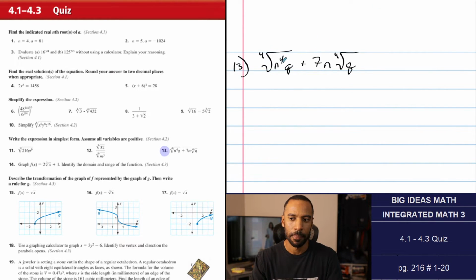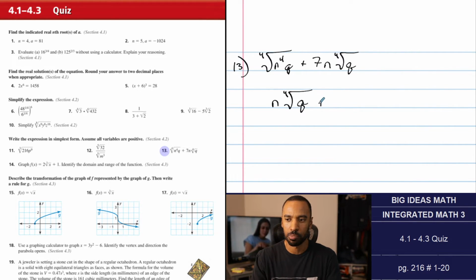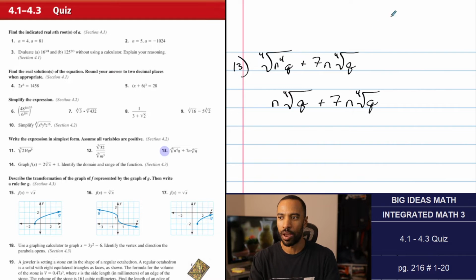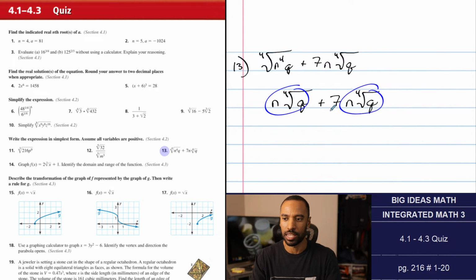So to make these the same, I'm really looking at this one. I have the 4th root of n to the 4th. Now the 4th root of n to the 4th is n. So this is n times the 4th root of q. And this is plus the 7n times the 4th root of q, like that. Now they're the same, right? These are like terms right here and here.